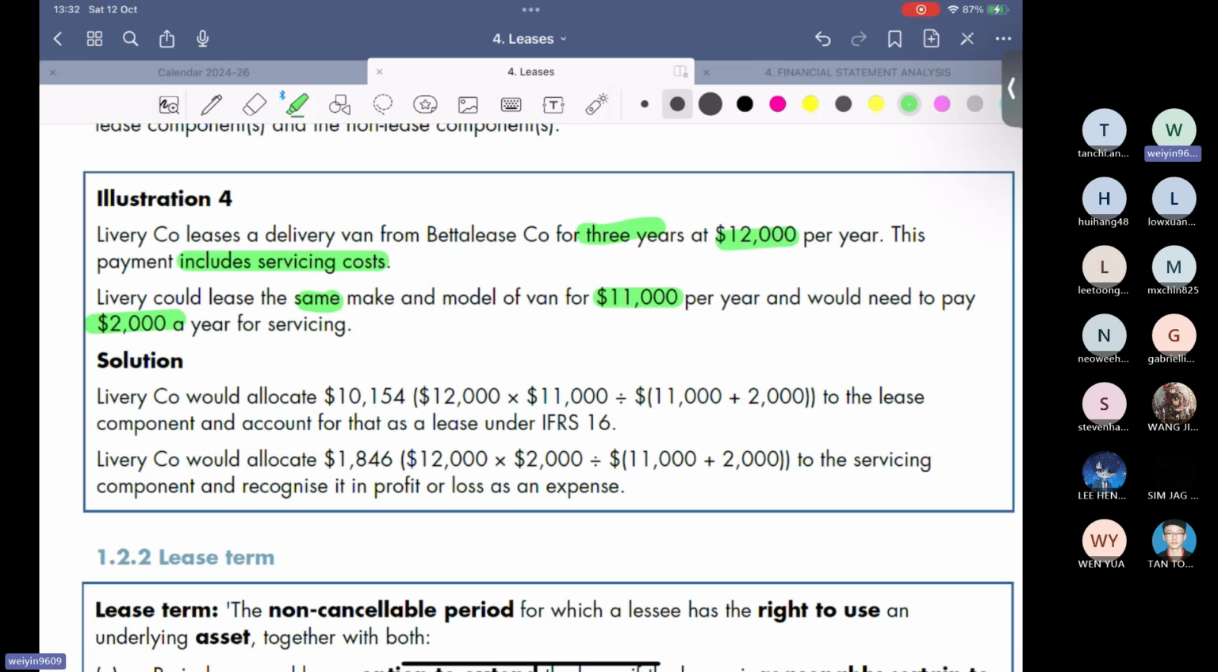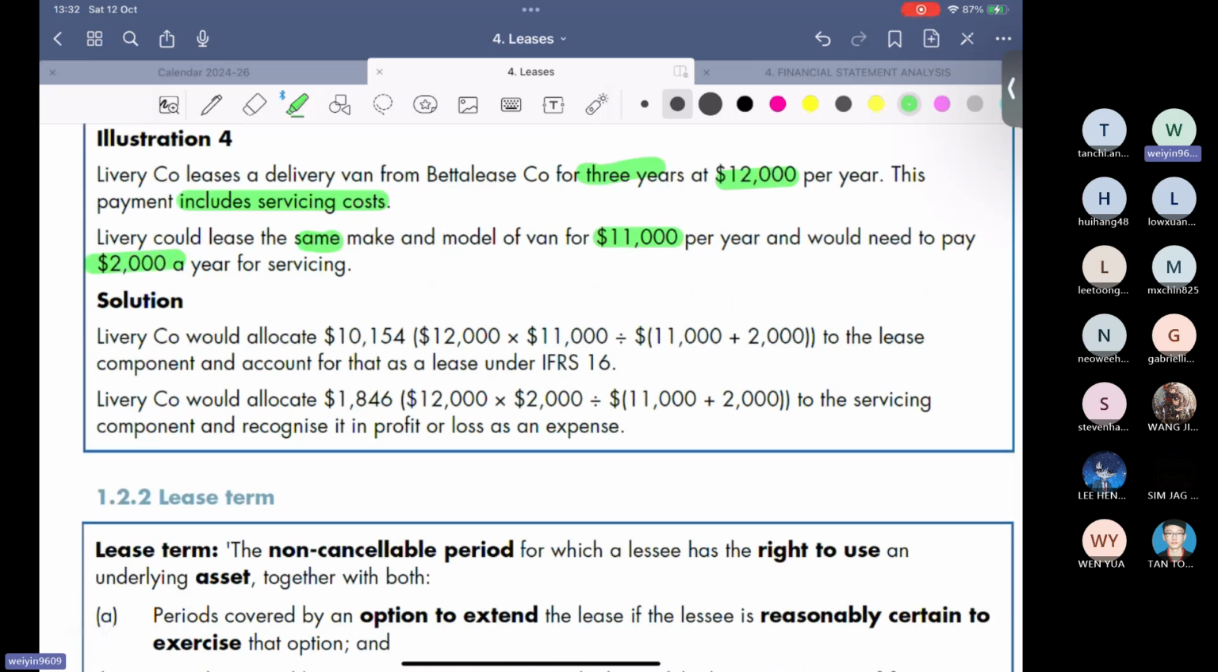So in order to package it, BT-list packages it into 12,000. So this 12,000 includes the service component. In order to split this 12,000 in your accounts, it says that we need to separate out the lease component by using the standalone basis. So how to calculate the standalone basis? It goes to 12,000 in your accounting, so that means 12,000 times 11 over 13,000.